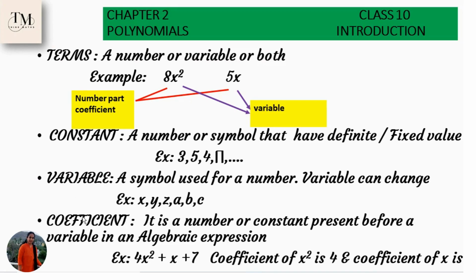Next is coefficient. A coefficient is nothing but a number or constant present before a variable in an algebraic expression. Here the coefficient of x square is 4 and the coefficient of x is 1. So they are called coefficients.